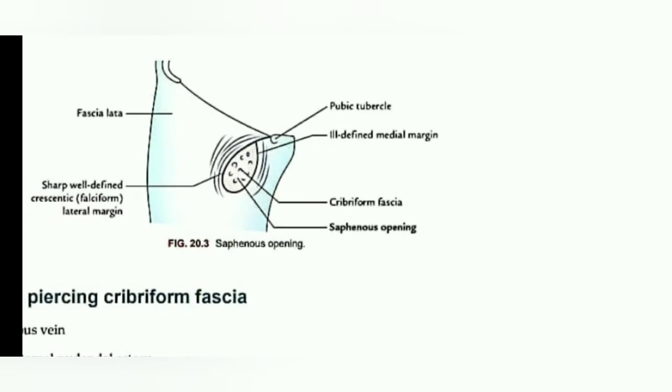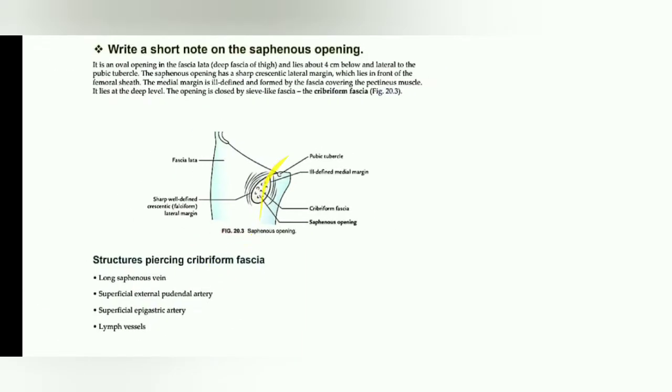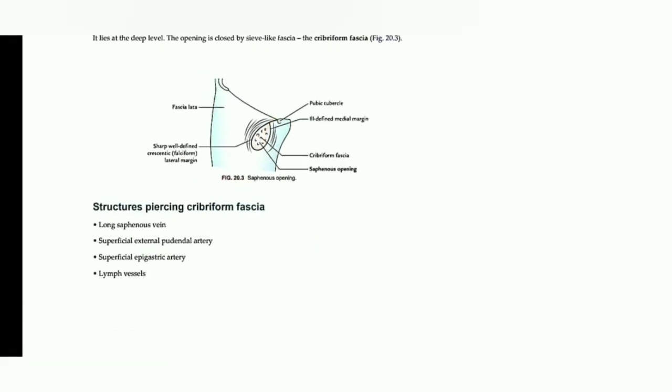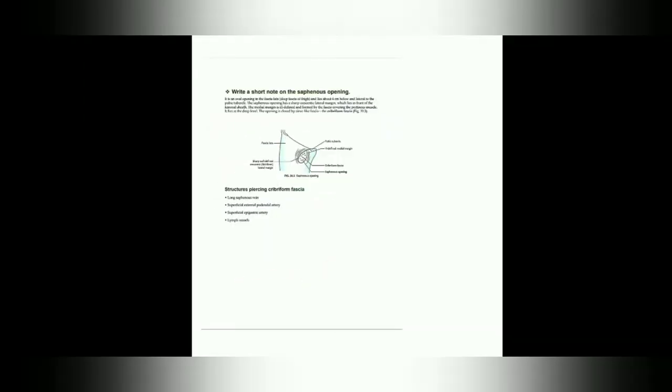So you can see in the diagram the fascia lata, the pubic tubercle, the lateral concentric margin which is well defined, the ill-defined medial margin, and the cribriform fascia. So the structures piercing the cribriform fascia are the long saphenous vein, superficial external pudendal artery, superficial epigastric artery, and lymph vessels.